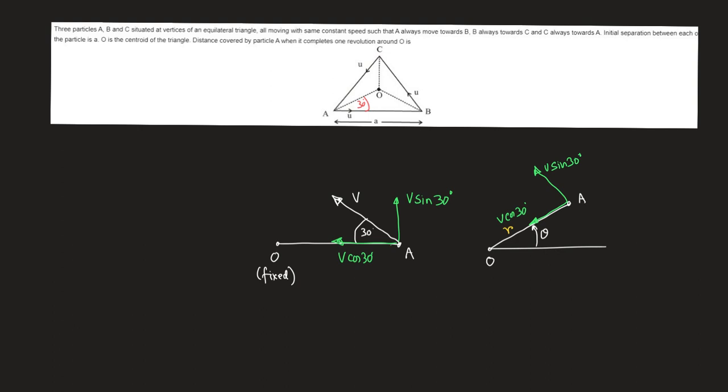Now as you know, minus dr/dt happens to be V cos 30, and r d theta/dt happens to be V sin 30. So you have to calculate the distance covered by the particle when it completes one revolution. Okay.